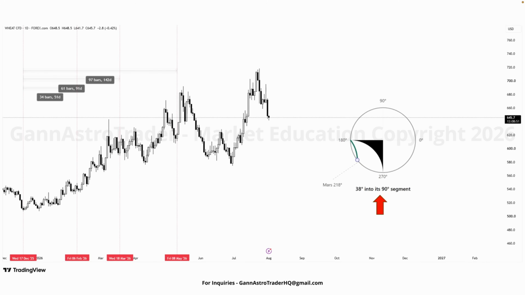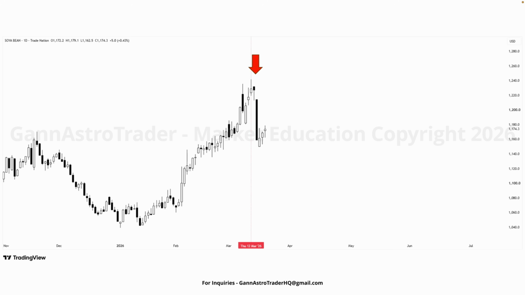So what really matters? Instead of asking where the planet is within the entire 360-degree circle, perhaps a better question is this: where is the planet within its current harmonic cycle? Since a circle naturally divides into 4 equal sections of 90 degrees, we can focus on the planet's position inside its current 90-degree segment. In this example, we will analyze the soybean market using the daily time frame.